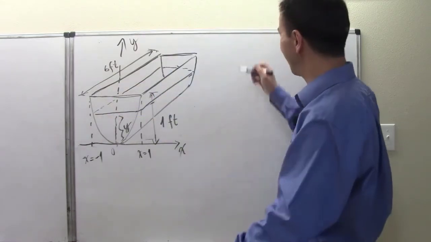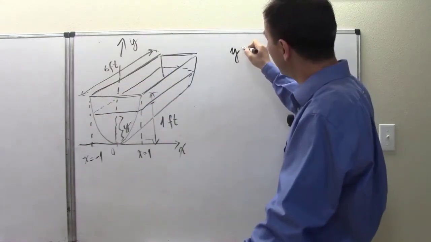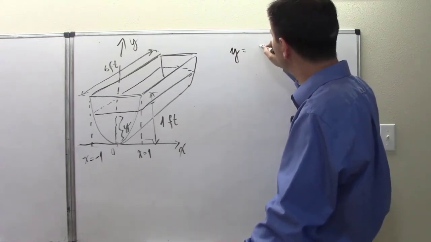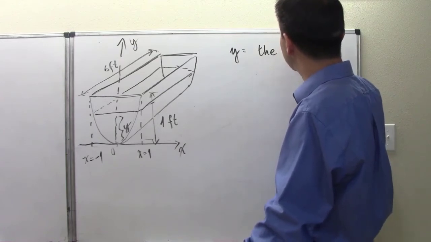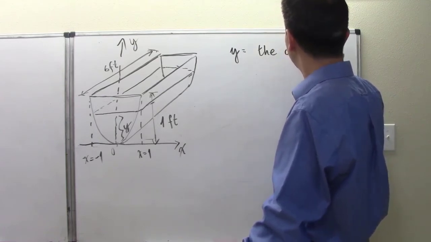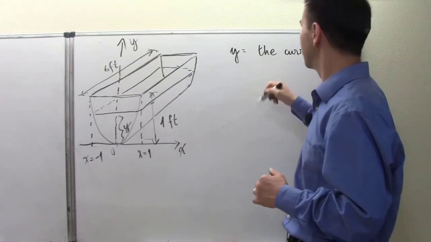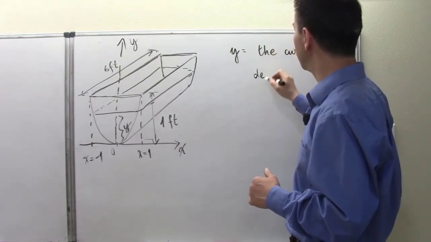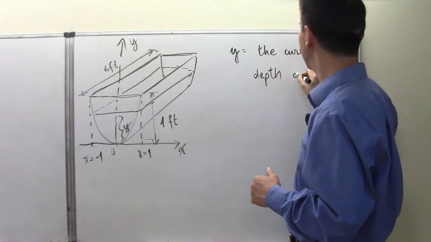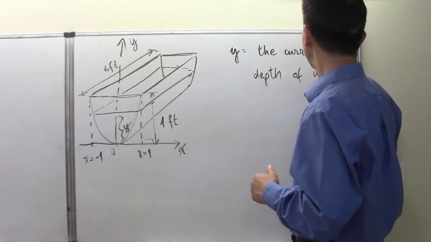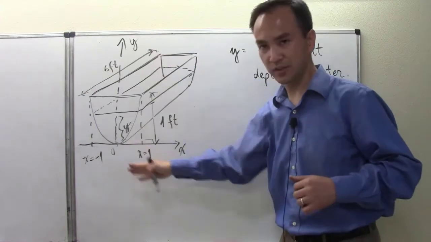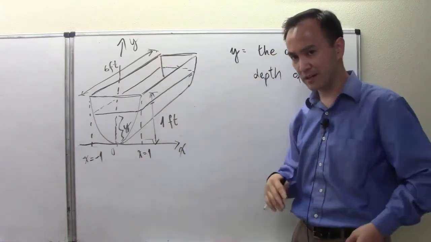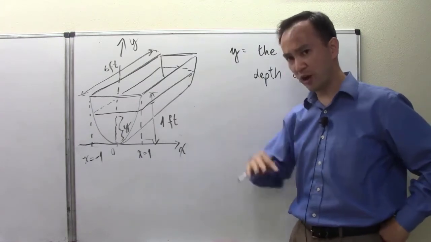So in that way, now I'm going to define my variable. I'm going to let y be the current depth of water, and this is with respect to the vertical axis y right there. Because it's about how deep the water is, and then we keep withdrawing the water right there.